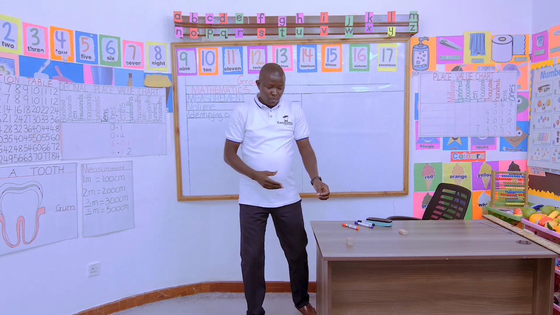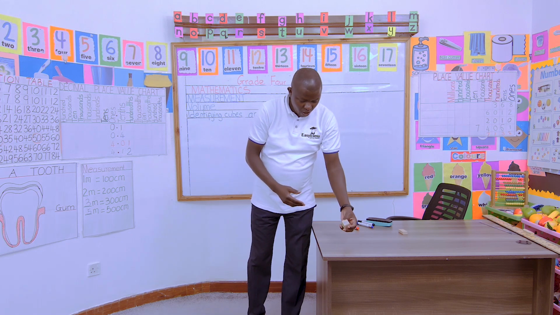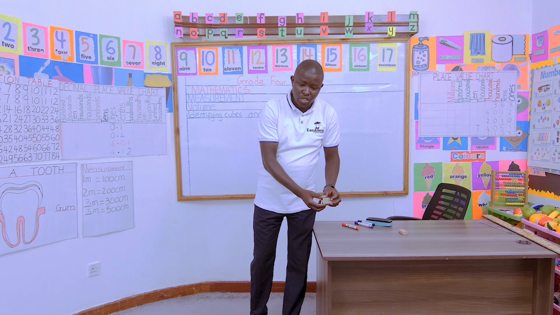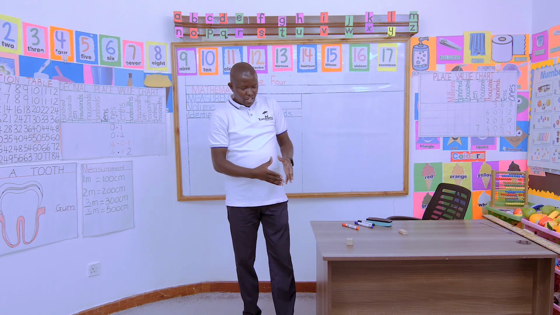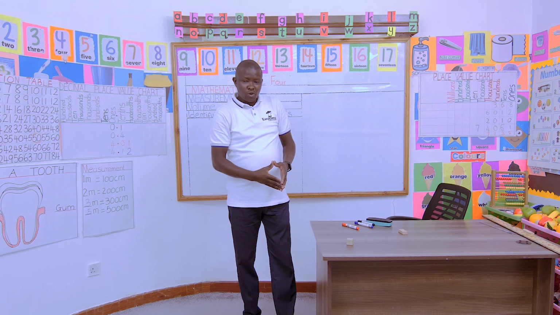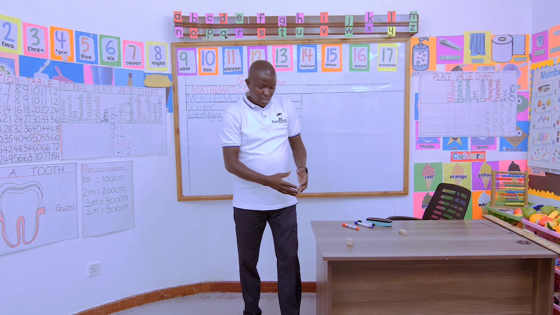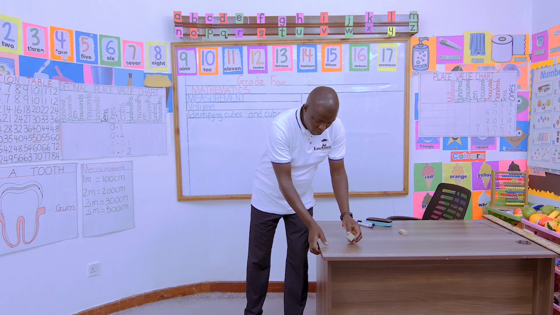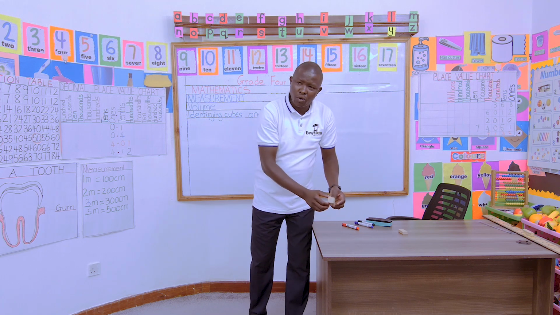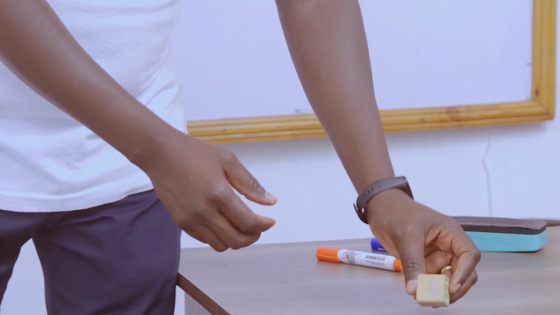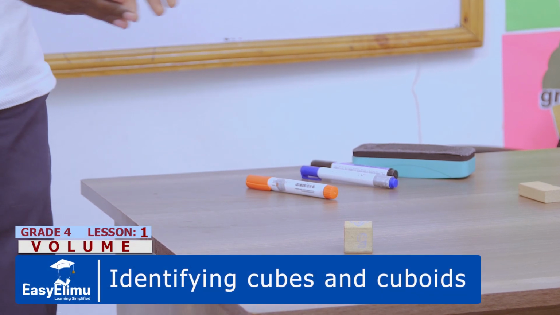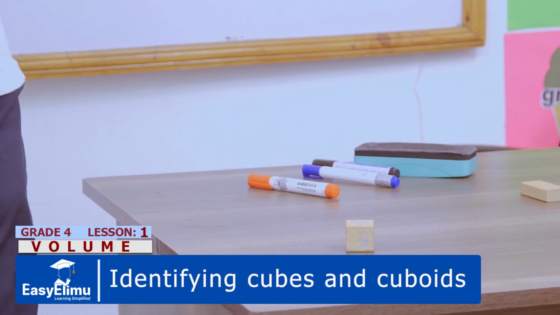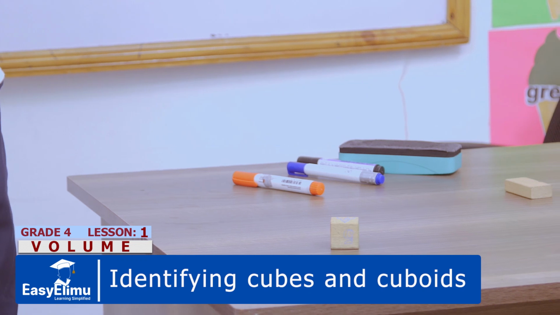Class, this is a shape. This is the shape of a cube. And before we identify it further, I would like us to ask ourselves questions. This looks like a what? How does it look? And what resembles this that we have come across?